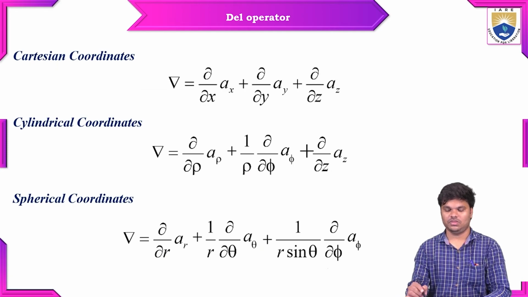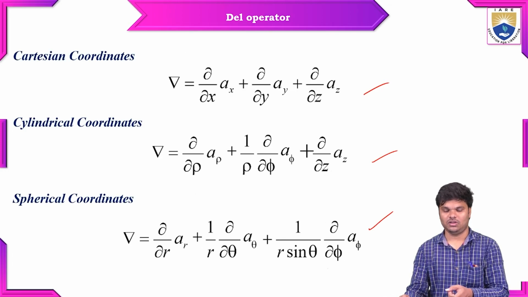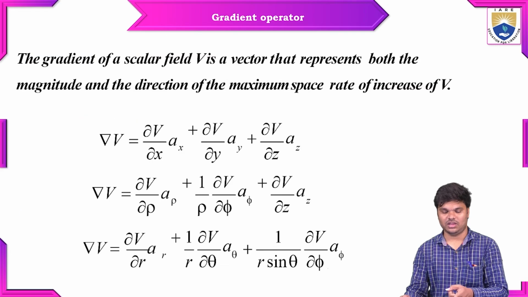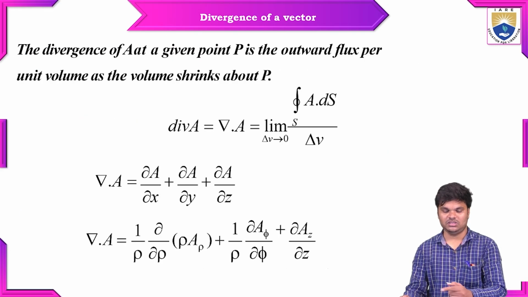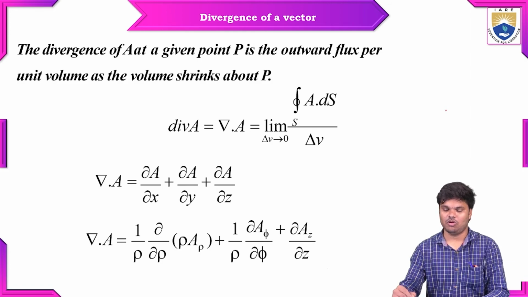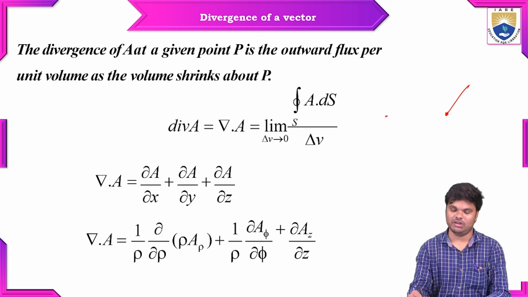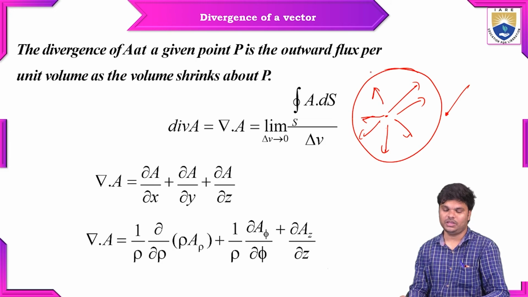See here also there are different equations. This is del operator when it is operated on a scalar, and this is gradient operator. This is when this del is operated on a vector, and this is divergence. Divergence is nothing but the outward flux. Suppose at this point, what is divergence? Divergence at a point is nothing but the outward flux crossing through some area as this volume shrinks about P.